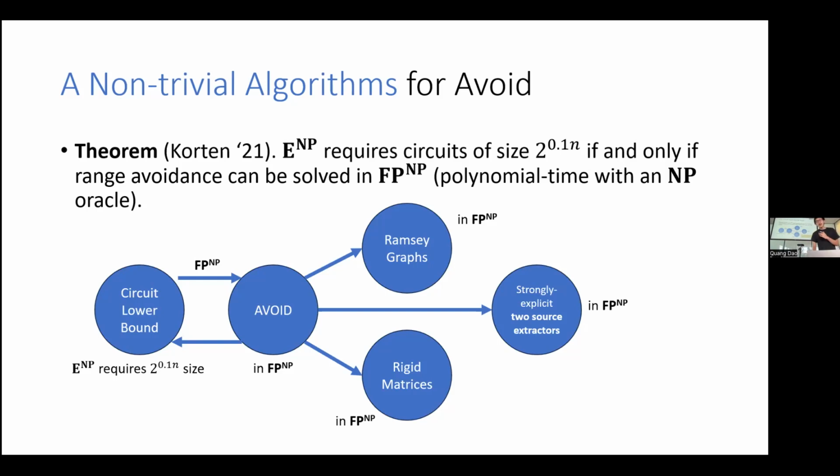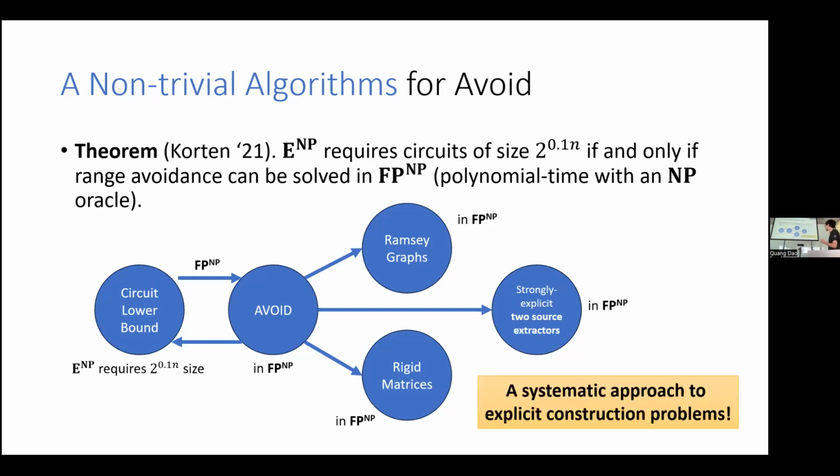So this can be considered as a systematic approach to solve explicit construction problems, because you do not need to look at each of them separately. You just solve range avoidance, and you automatically get all the solutions. So this is quite an amazing approach to explicit construction problems.